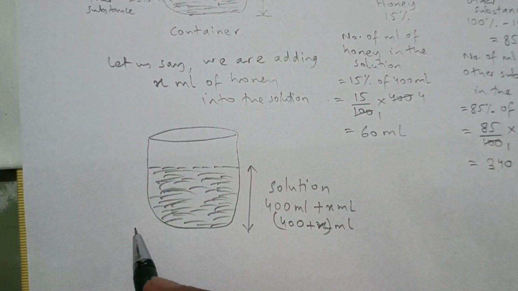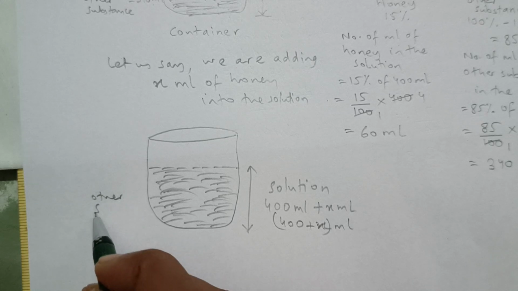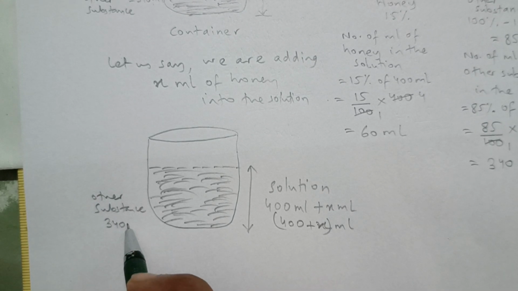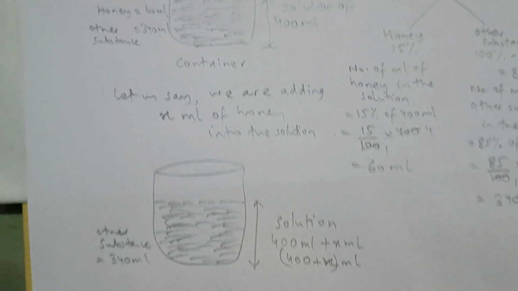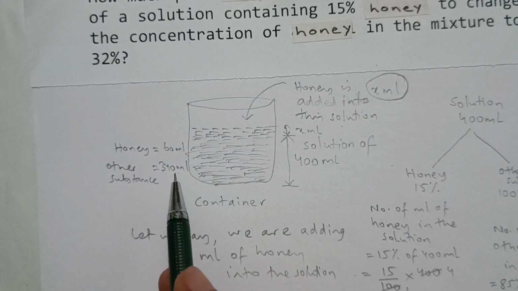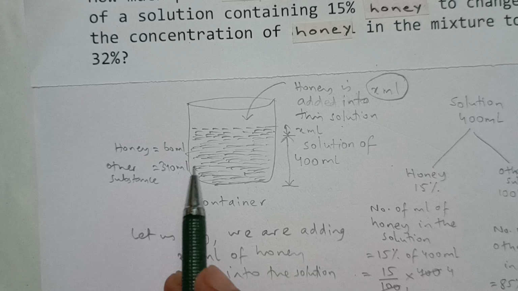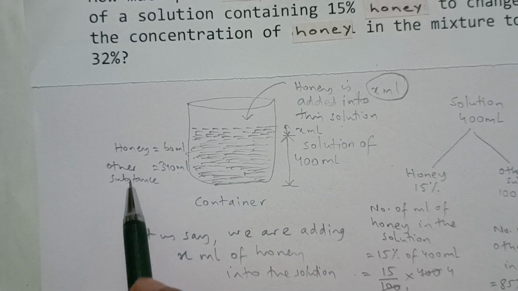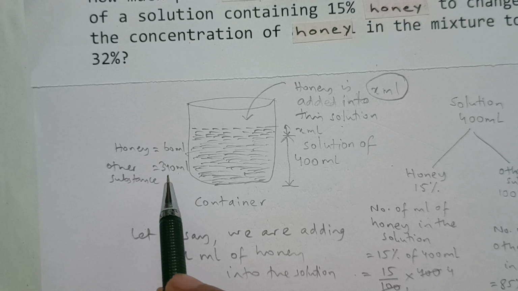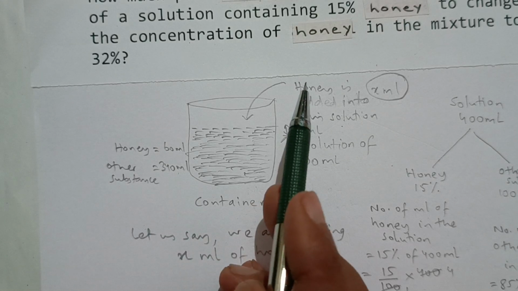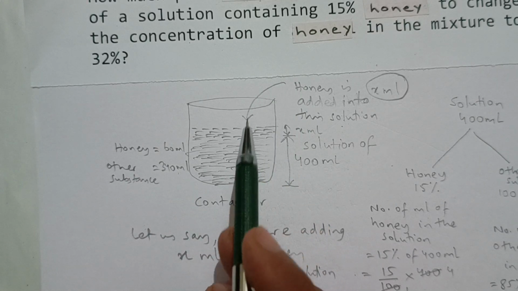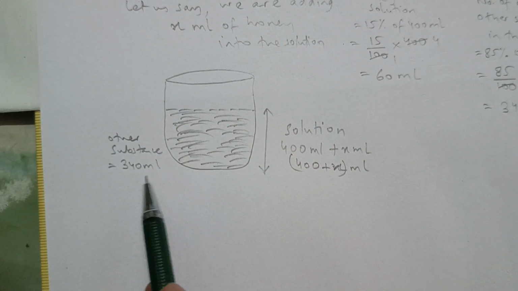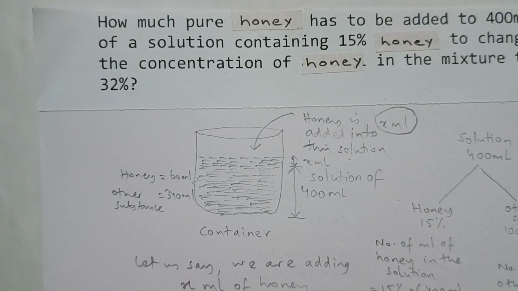So in this solution, the other substance will be 340 milliliters as it is, because we are just adding honey to this solution. So the other substance content will be the same. It won't change with the addition of x milliliters of honey. So in this solution also the other substance content will be 340 milliliters.